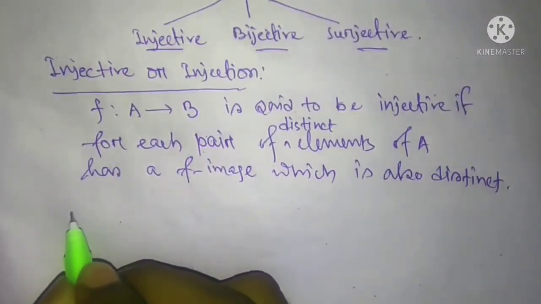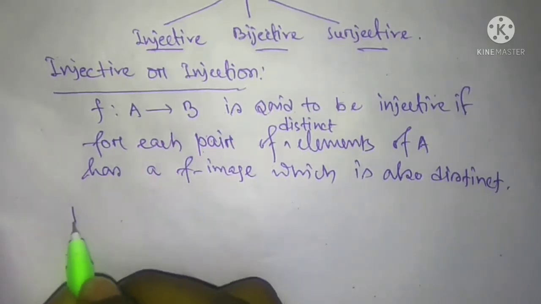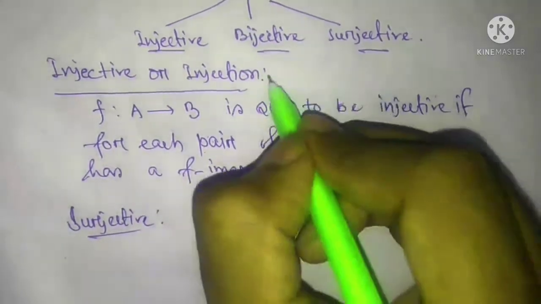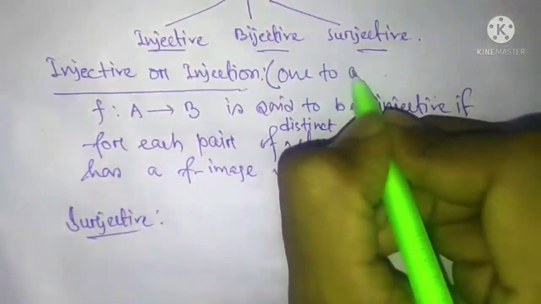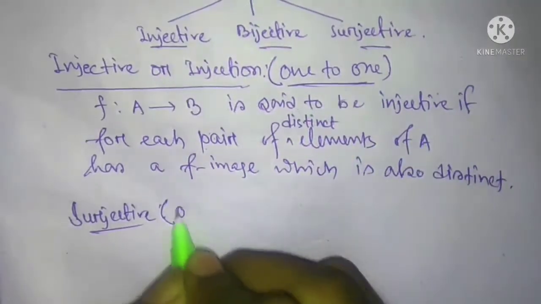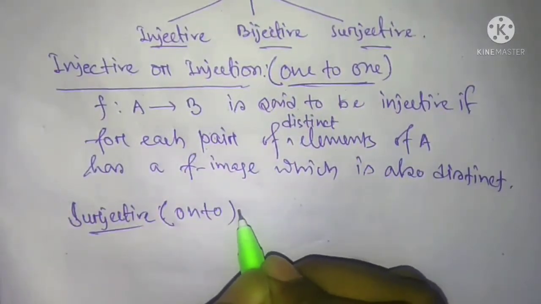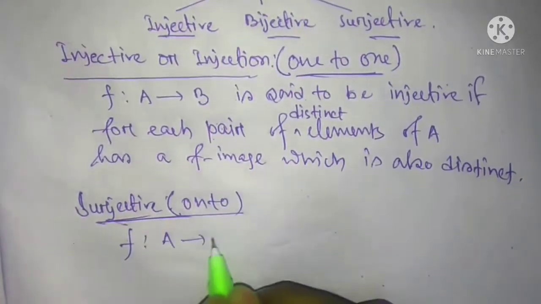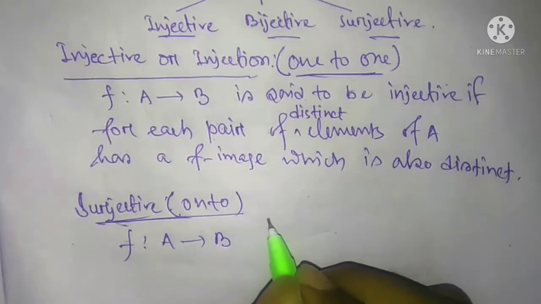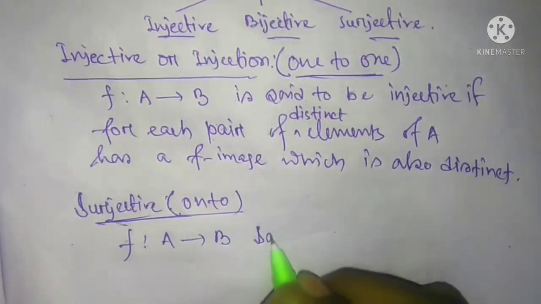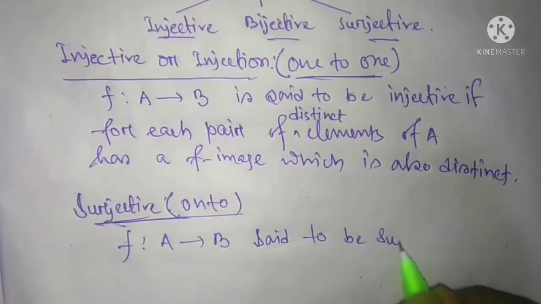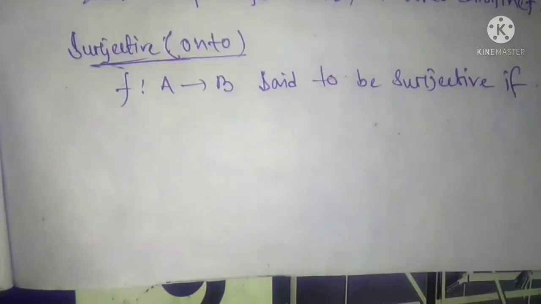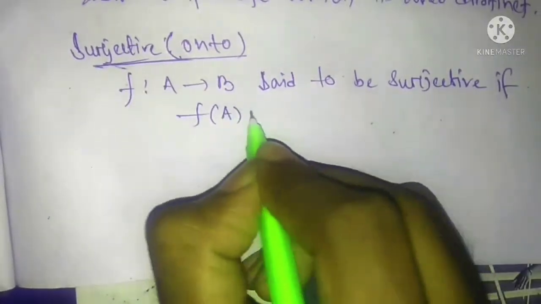Now what is surjective? I will tell you that this is one to one. What is the definition? If f is a mapping from A to B, then it is said to be surjective if f of A equals B.